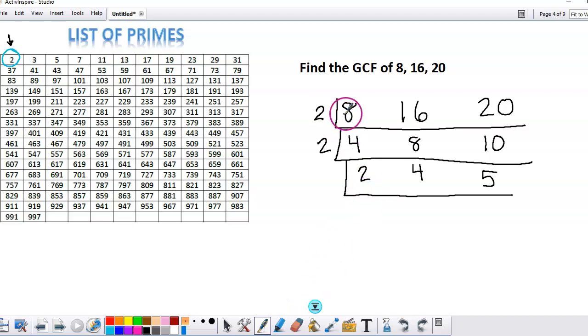So in our case, because 8's factors are all used up, and we checked to see if 2 would work in all three, and it does not work in all three numbers, it's not common to all, we are actually done finding our common factors. So our common factors will be 2 and 2, which is 4.